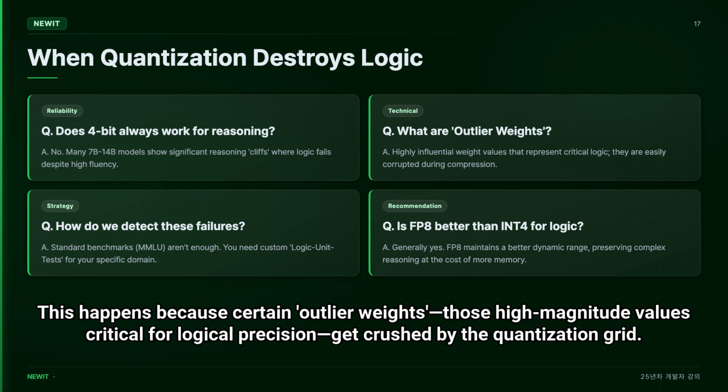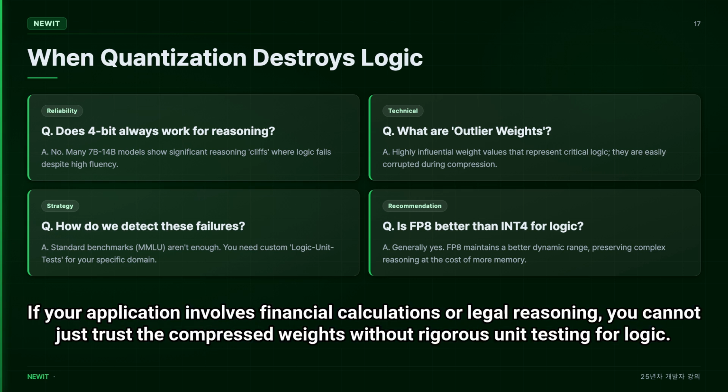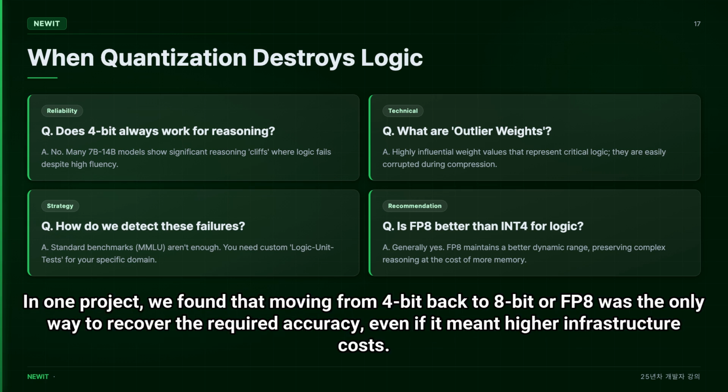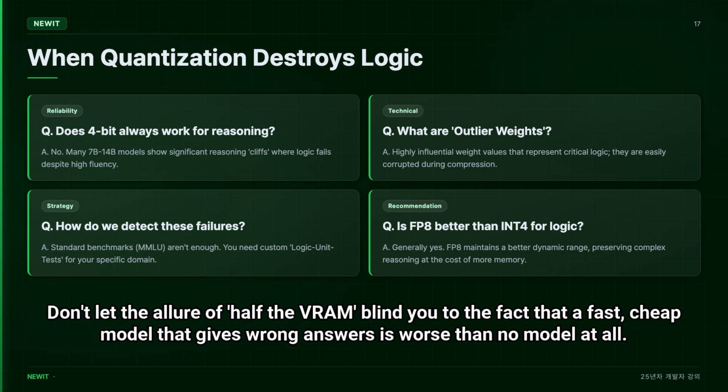This happens because certain outlier weights, those high-magnitude values critical for logical precision, get crushed by the quantization grid. If your application involves financial calculations or legal reasoning, you cannot just trust the compressed weights without rigorous unit testing for logic. In one project, we found that moving from 4-bit back to 8-bit or FP8 was the only way to recover the required accuracy, even if it meant higher infrastructure costs. Don't let the allure of half the VRAM blind you to the fact that a fast, cheap model that gives wrong answers is worse than no model at all.